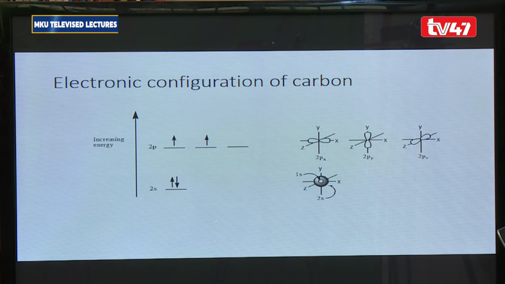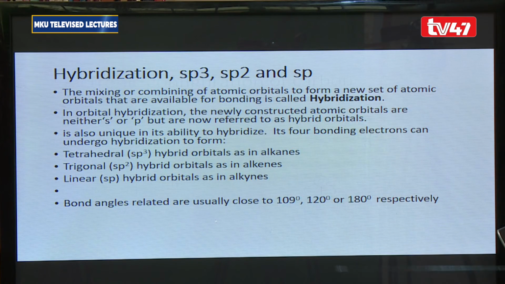But in reality, we know that all the 4 bonds in carbon are covalent bonds, and carbon rarely exhibits dative bonding. So how is that explained? The explanation for that behavior in carbon is through what is referred to as hybridization. Carbon has the capacity to hybridize. And hybridization basically means mixing of atomic orbitals.